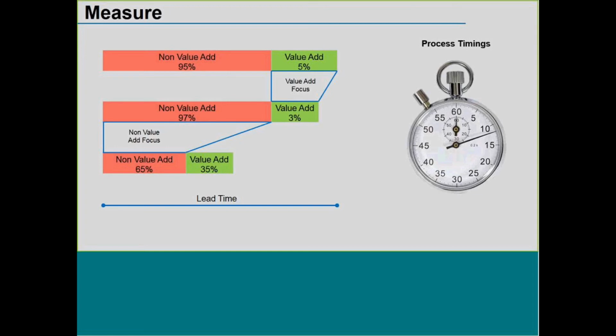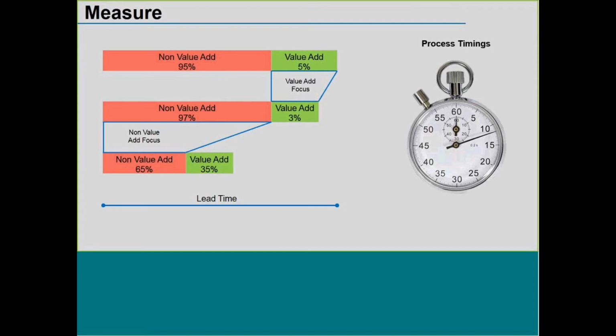In Lean, our goal is to reduce waste to increase value to our customers. So what we do is make sure that we understand how much waste is in our process. How long is it taking us to do our process? It's very typical in a lot of organizations that 95% of the time spent working within a process or a value stream is spent working on waste or required waste. And only 5% of what we do is typically value add.